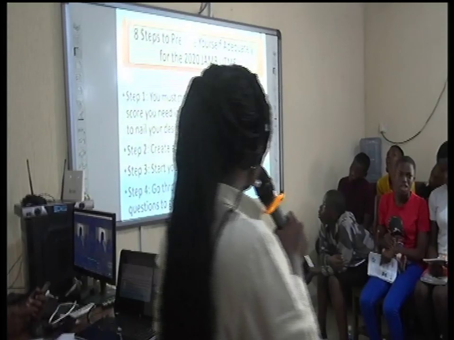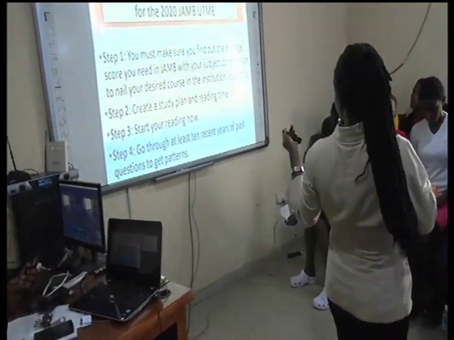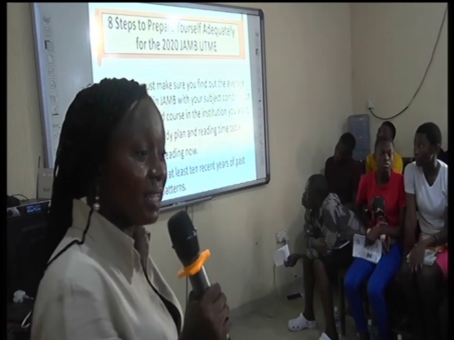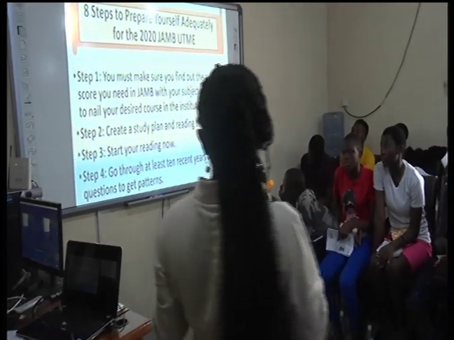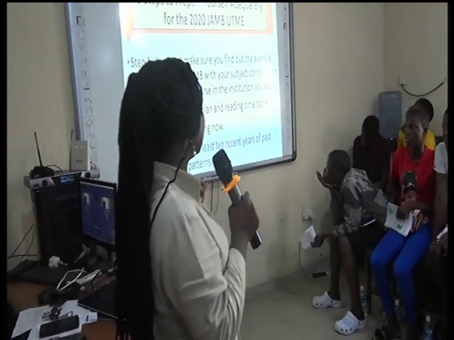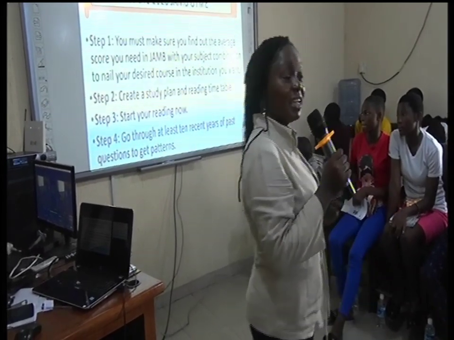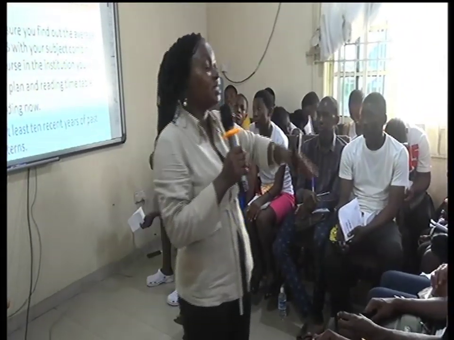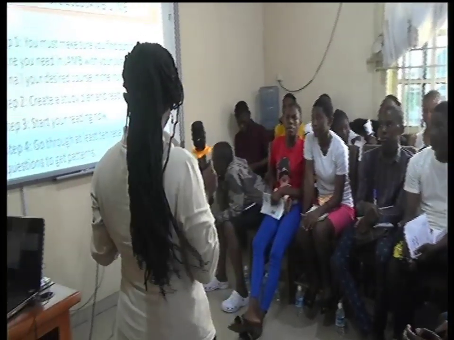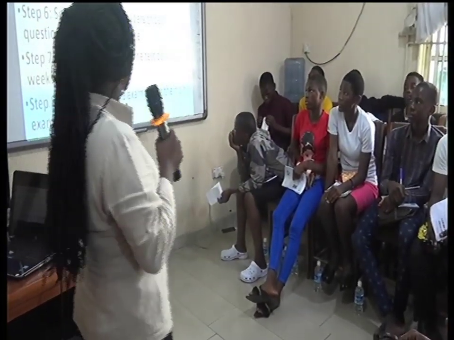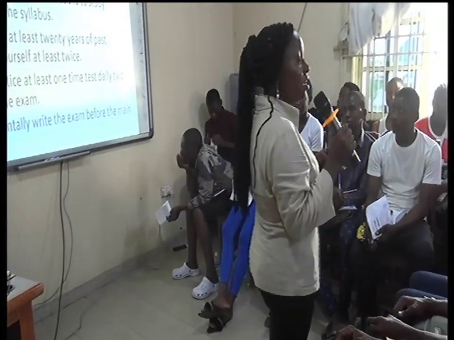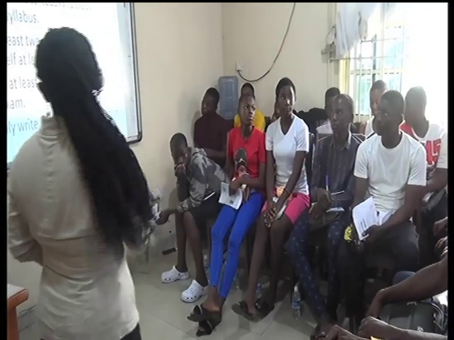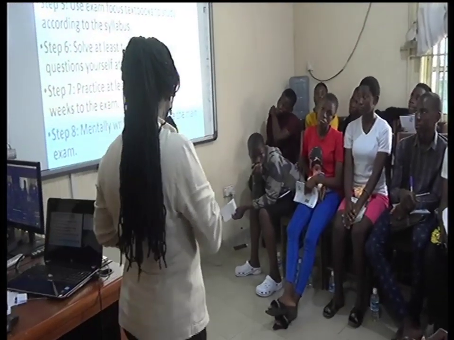Okay? To prepare adequately, know the average score you need for the course you are going for. You have to know those things. Create a study pattern now. Then start reading. Go through at least 10 recent years. So 10 years from 2020 is what? 2010. At least from 2010 to 2020, go through all their past questions. They are likely to be repetitions. Then use exam-focused textbooks. Some books are recommended by JAMB, right? Read those books. If you are writing WAEC, read those books recommended by WAEC. Then, I've told you before, read those past questions.